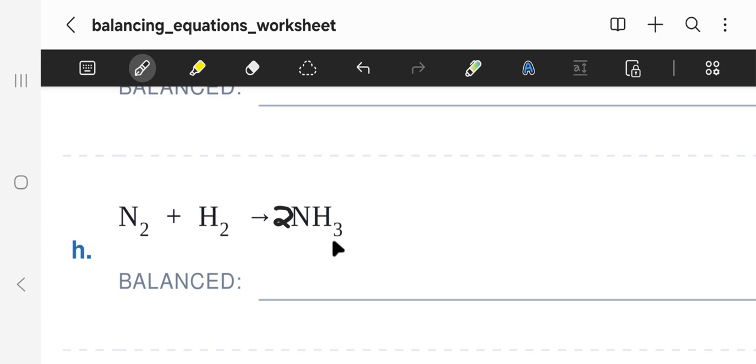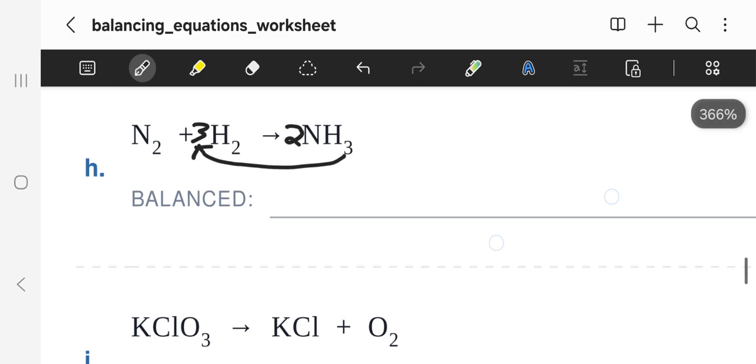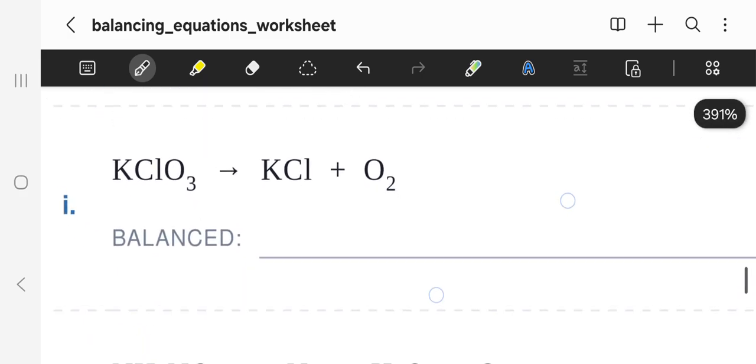So for me to have 6 hydrogens, I have to crisscross. I'm going to take this 3 and put it up here. Now when I say 3 times 2, that means I'm going to have 6 hydrogens on the left and 6 hydrogens on the right. The equation is now balanced. Okay guys, let's do I.